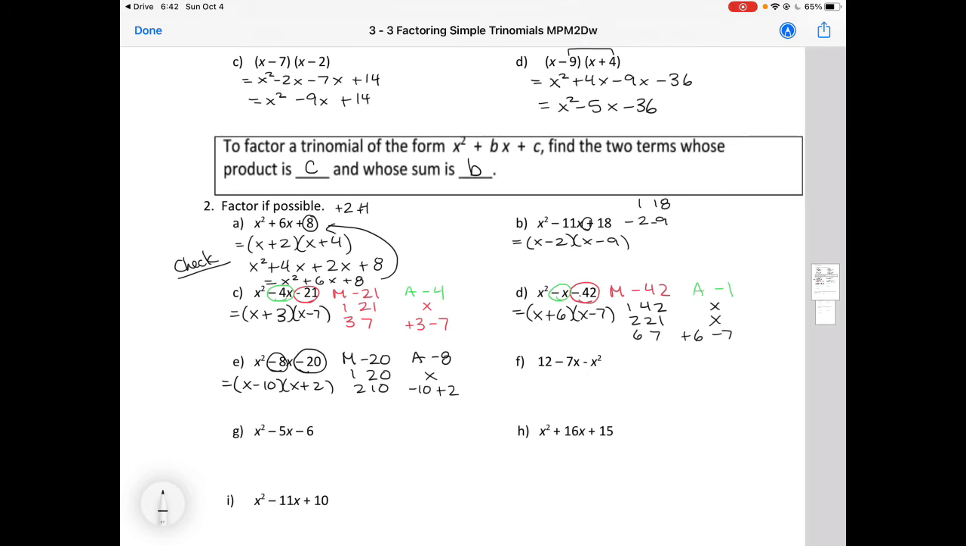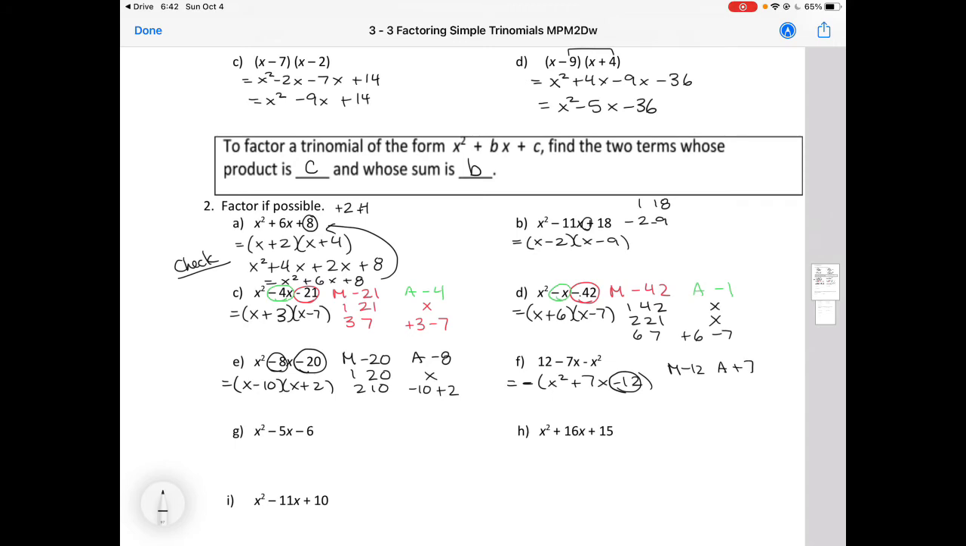Let's try another one. This is a little bit trickier because what we have here is not a regular polynomial. So here, I'm going to factor out minus 1. That's going to let me rewrite my equation by flipping all the signs, which then means that I can now factor. I'm looking for two numbers that multiply to minus 12 and add to positive 7.